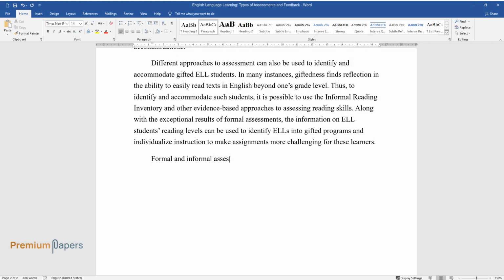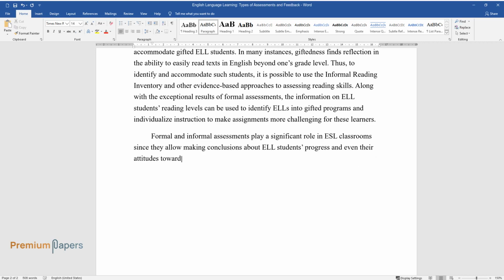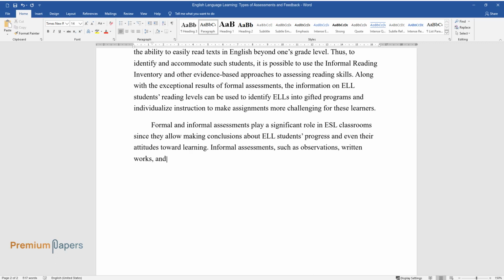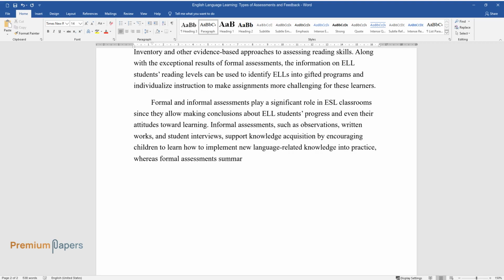Formal and informal assessments play a significant role in ESL classrooms since they allow making conclusions about ELL students' progress and even their attitudes toward learning. Informal assessments, such as observations, written works, and student interviews, support knowledge acquisition by encouraging children to learn how to implement new language-related knowledge into practice, whereas formal assessments summarize learning.